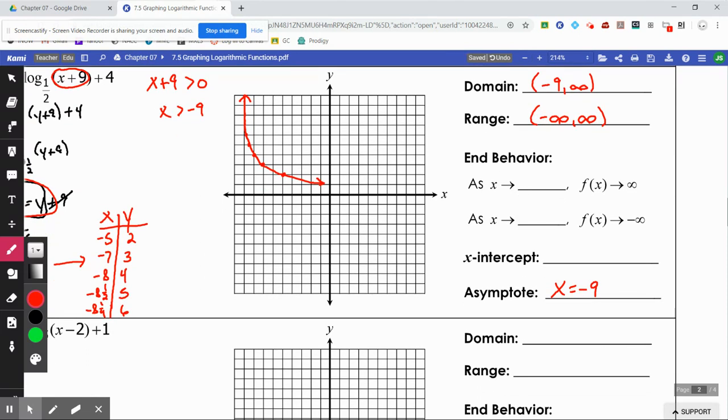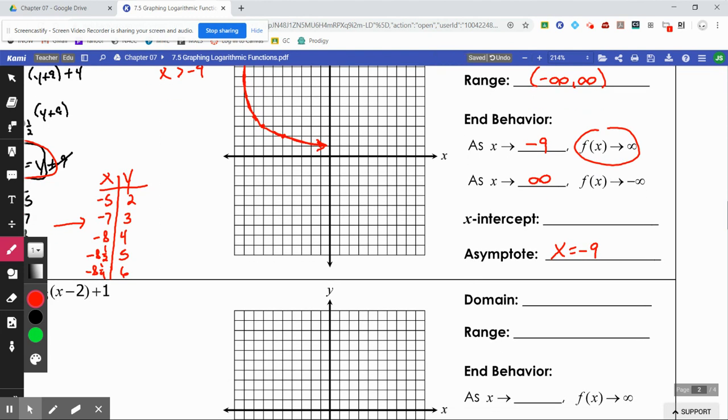Your end behavior, when does your graph go uphill? And that's to the left, as you approach that asymptote line. So as x approaches negative 9, you go to positive infinity. As x goes to the right, you decrease and you go down to negative infinity.